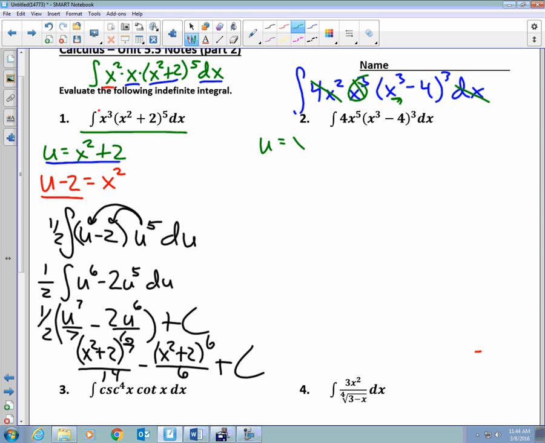u is equal to x to the third minus 4. du is equal to 3x squared dx. I don't want the 3, but I do want a 4. So 4 over 3 du is equal to 4x squared dx. You can see here that I have a 4x squared and I have a dx. What I need is an x to the third. Well, x to the third is equal to what?